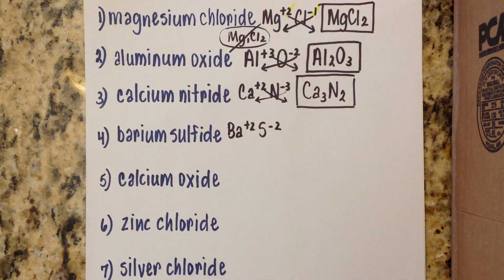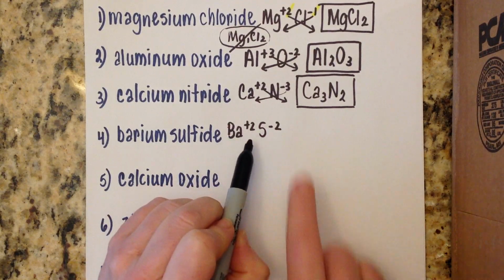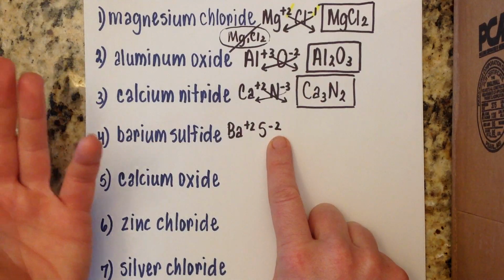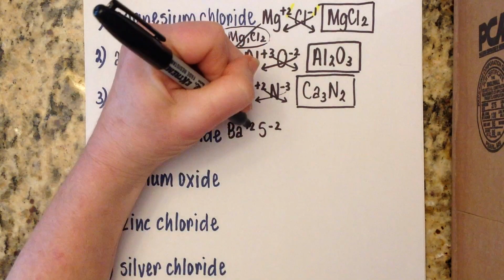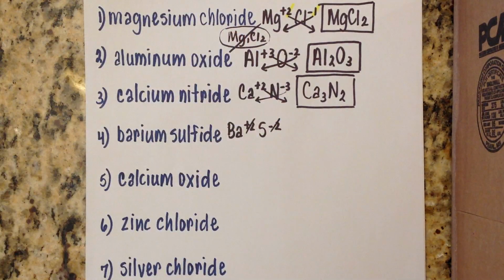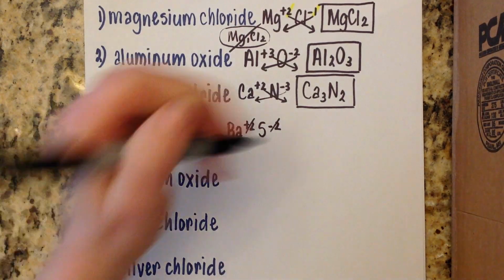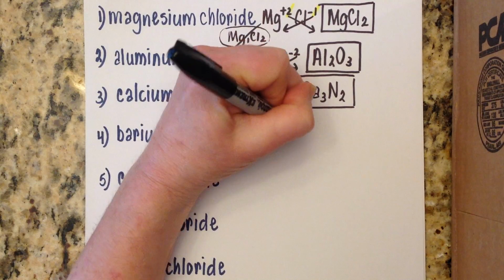Now, this one's a little different because these have the exact same number. They are going to cancel each other out. So what Mother Nature says is, well, that's just going to be a 1-to-1 ratio. So like charges just cancel. You just cancel them out, smack them together, and you've got BaS.